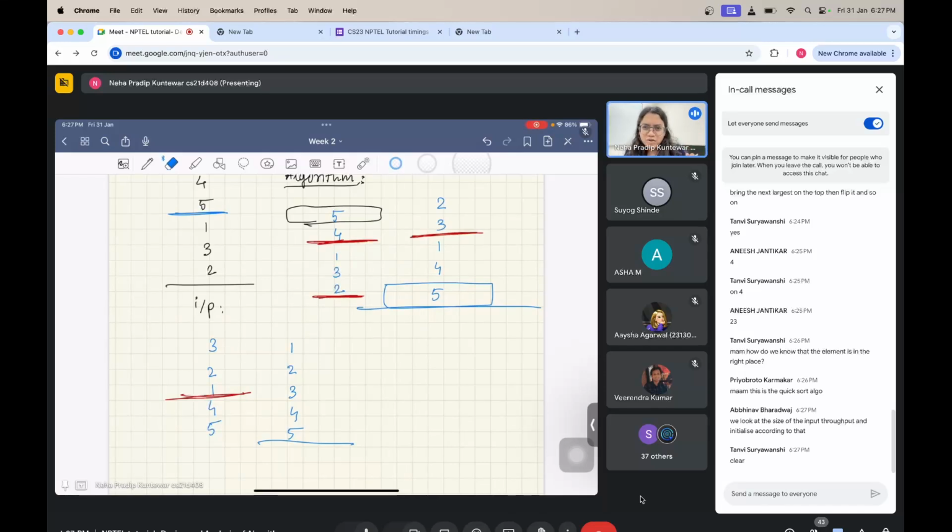Maybe I'll write the algorithm a little. I'll try to write a pseudocode. But before that, if the algorithm is clear, what do you think is the number of flips that our algorithm takes in the worst input possible?